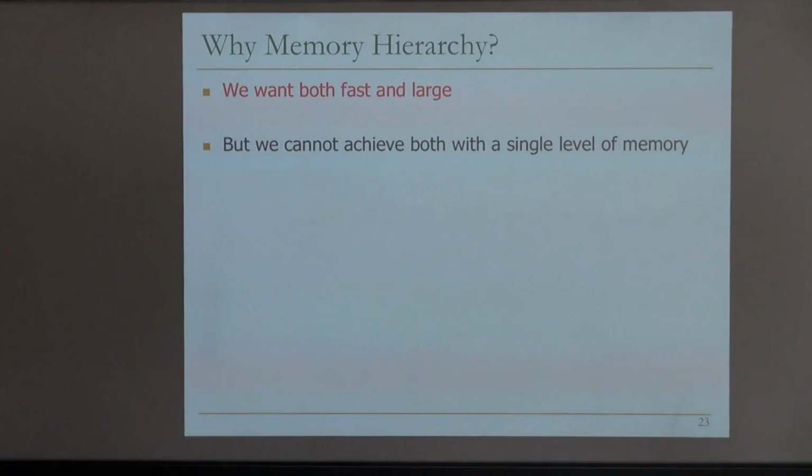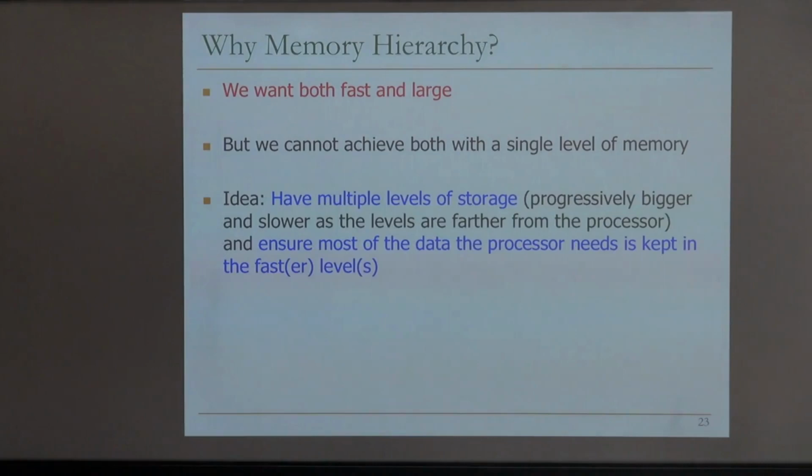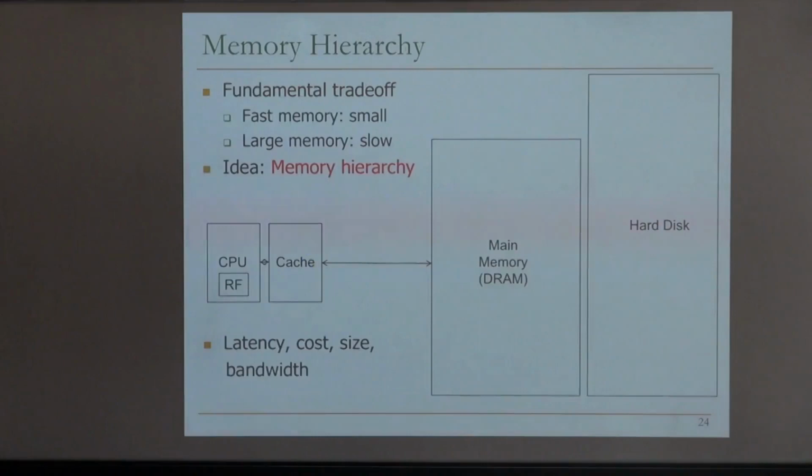Okay, but we want a memory hierarchy because we want both fast and large. We're greedy. But we cannot achieve both with a single level of memory. So the idea is to have multiple levels of storage that get progressively slower as the levels become farther from the processor. And we want to ensure most of the data the processor needs is closer to the processor, meaning at the faster levels. That's the idea, and that's what the memory hierarchy is, basically. You have a register file over here, which is part of the memory hierarchy, except it's compiler managed. You have the cache. It's managed by the hardware today. And as you go from left to right over here, you get higher latencies and higher capacities and lower bandwidth and lower cost.